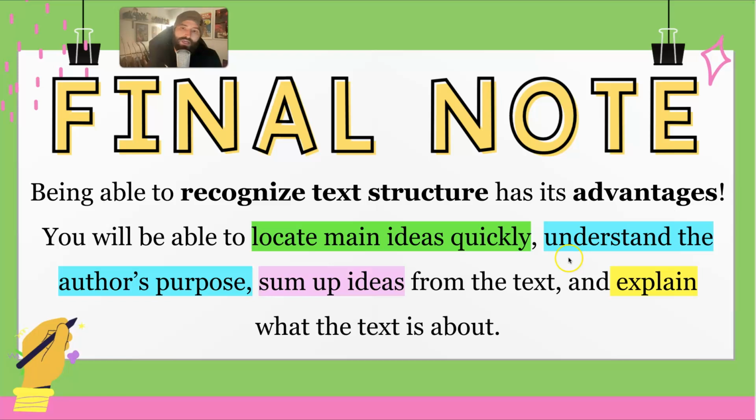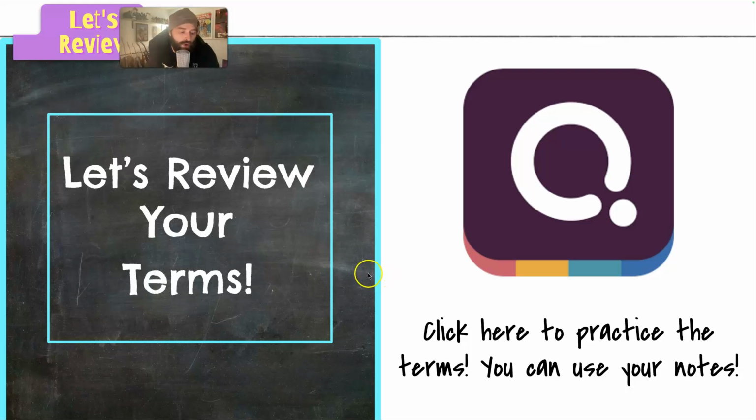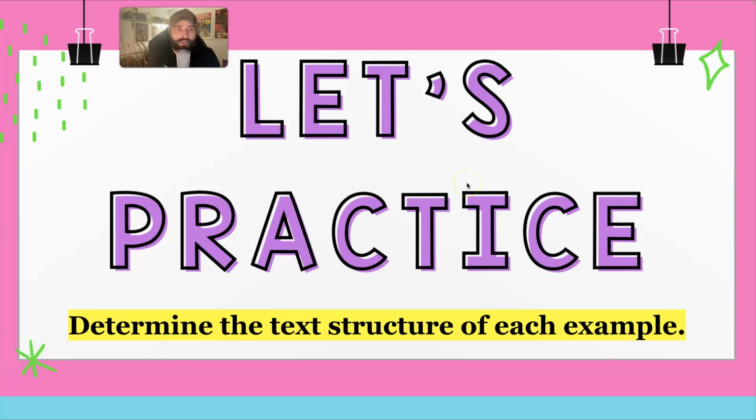Being able to recognize text structures has its advantages. You will be able to locate main ideas quickly, understand the author's purpose, summarize ideas, and explain what the text is about. This is why we do text structures early, because we use all of these skills. Everything that you see highlighted here is a skill that we're going to be working on later in this year. So last thing here, you're going to go to the quizzes. And then after the quizzes, you're going to complete this practice. Both are linked in the text structures practice assignment.